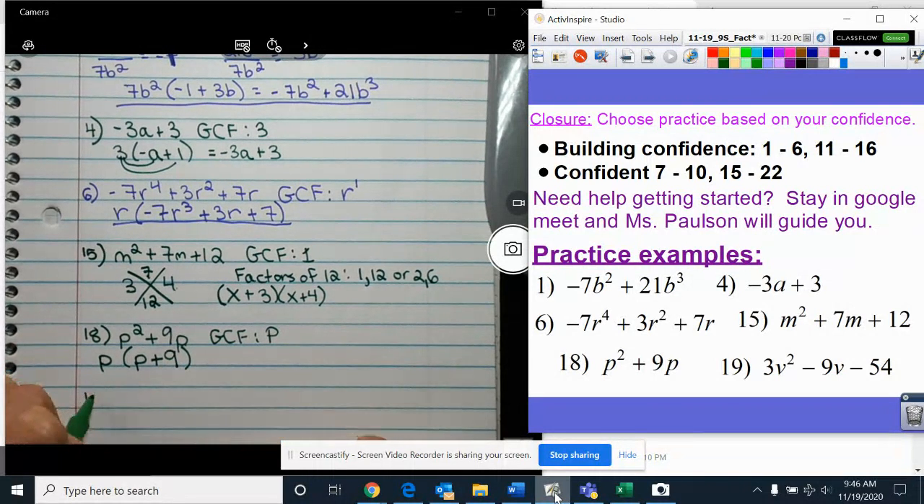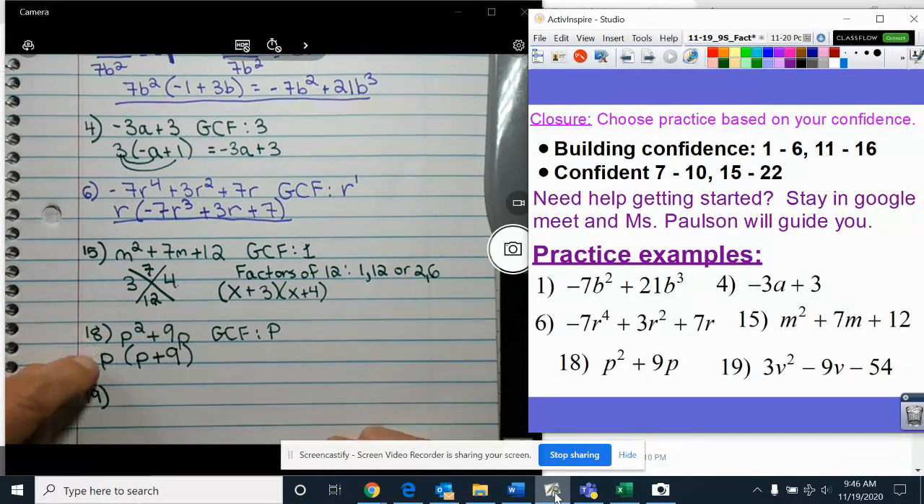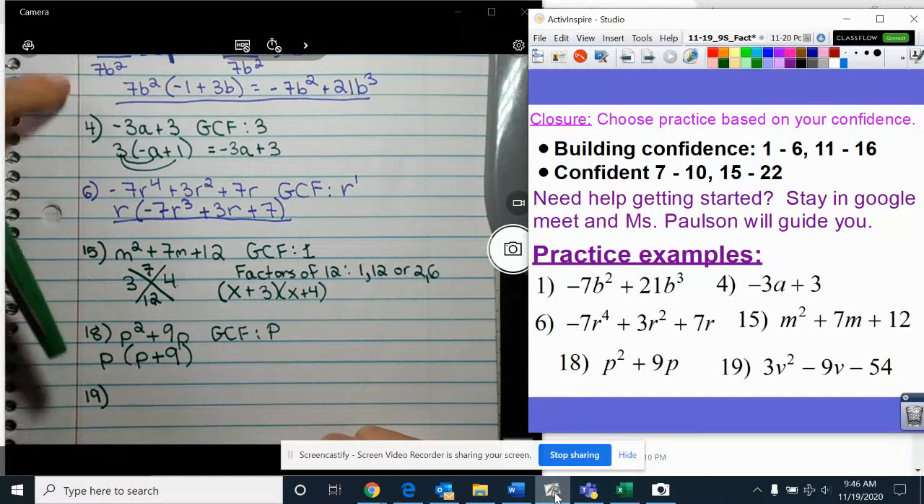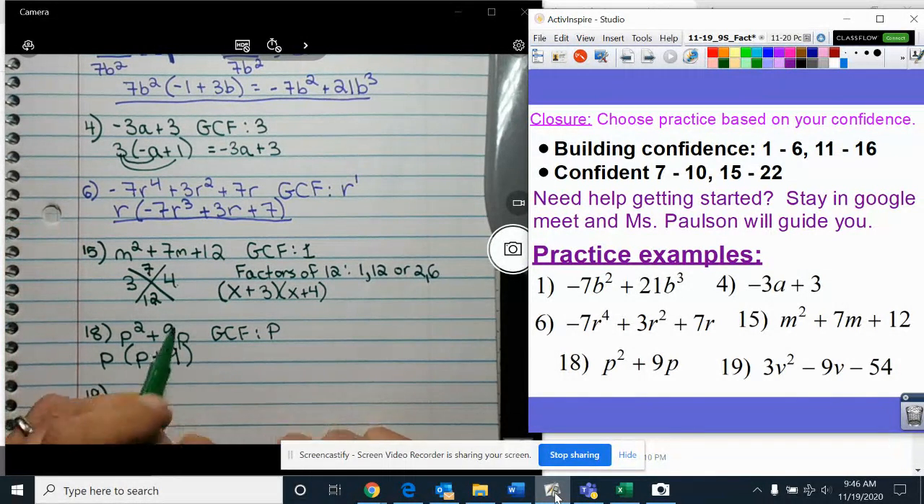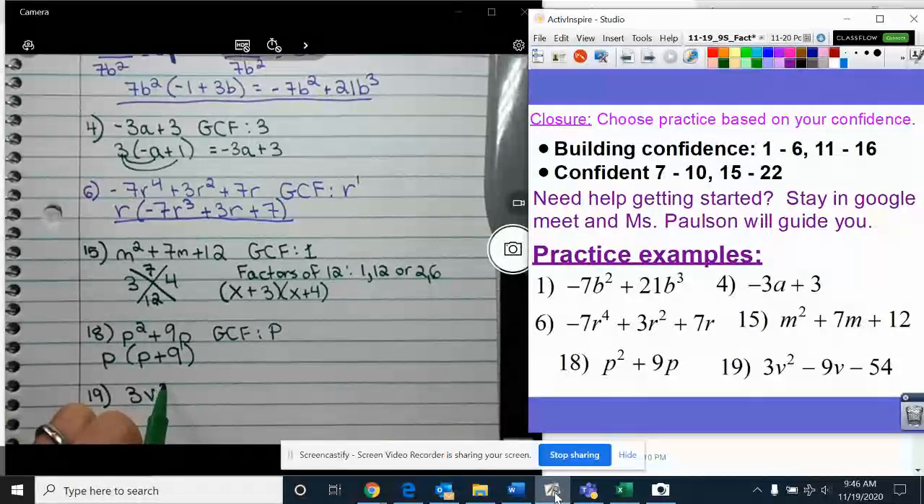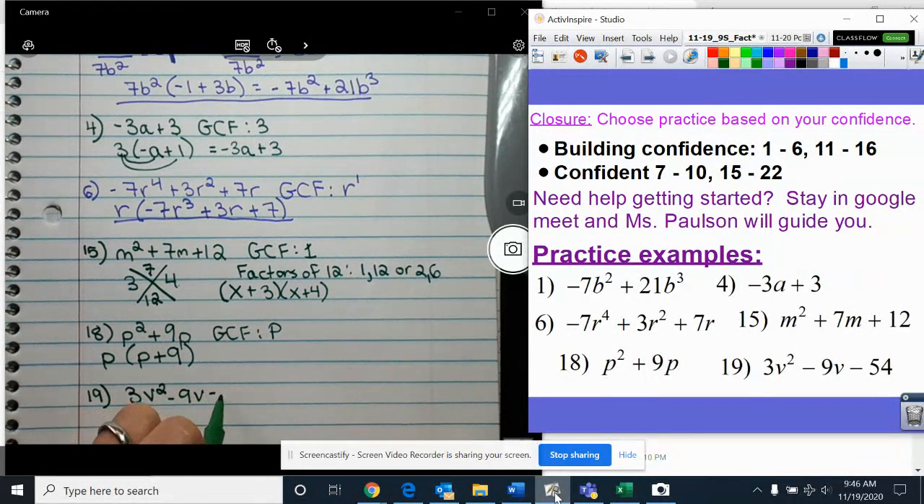In 19, I noticed that these two were in the confidence section. Problems 1, 4, 6, and 15 were a part of the building confidence section also. So looking at 19, we have 3v squared, subtract 9v, subtract 54.